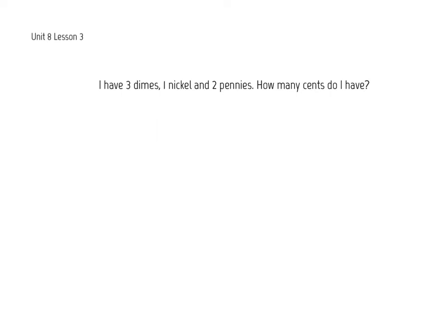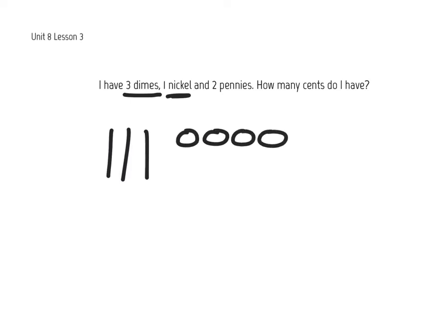All right. So in order to solve this problem using sticks and circles, I'm going to start here with my dimes. I know that dimes are worth 10 and sticks are worth 10. So I'm going to start out with 3 sticks to represent my dimes. Next, I'm going to go to my nickel. And I know a nickel is a group of 5 pennies. So that's the same as 5 circles, since those are ones. 1, 2, 3, 4, 5. And I have 2 pennies, and those are also ones.